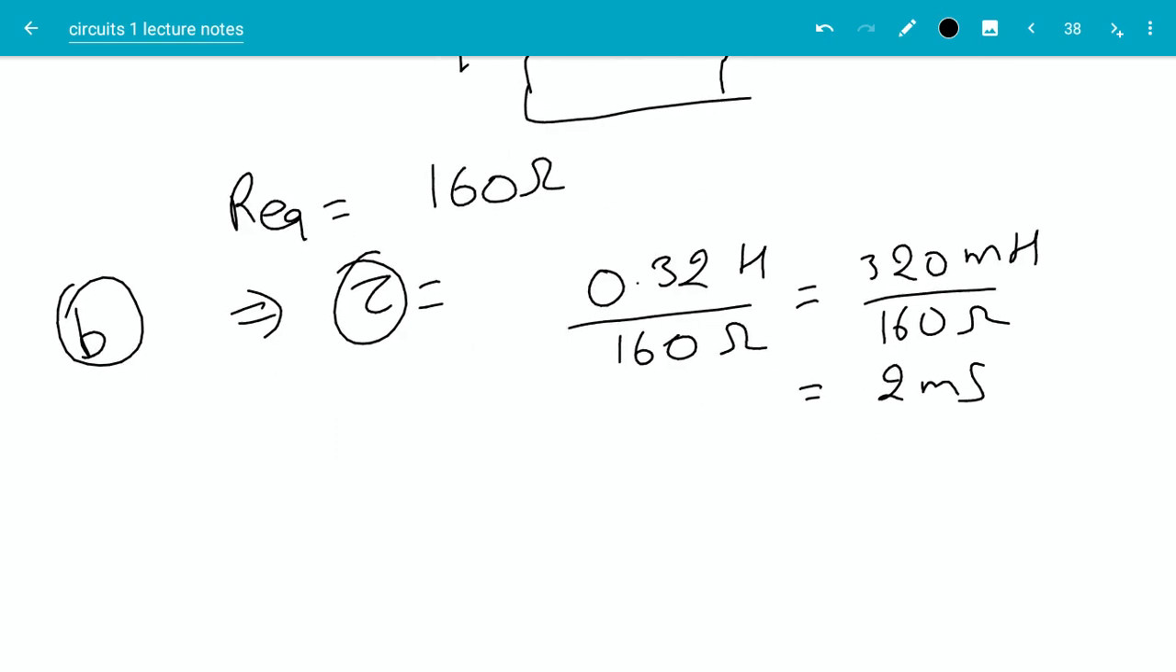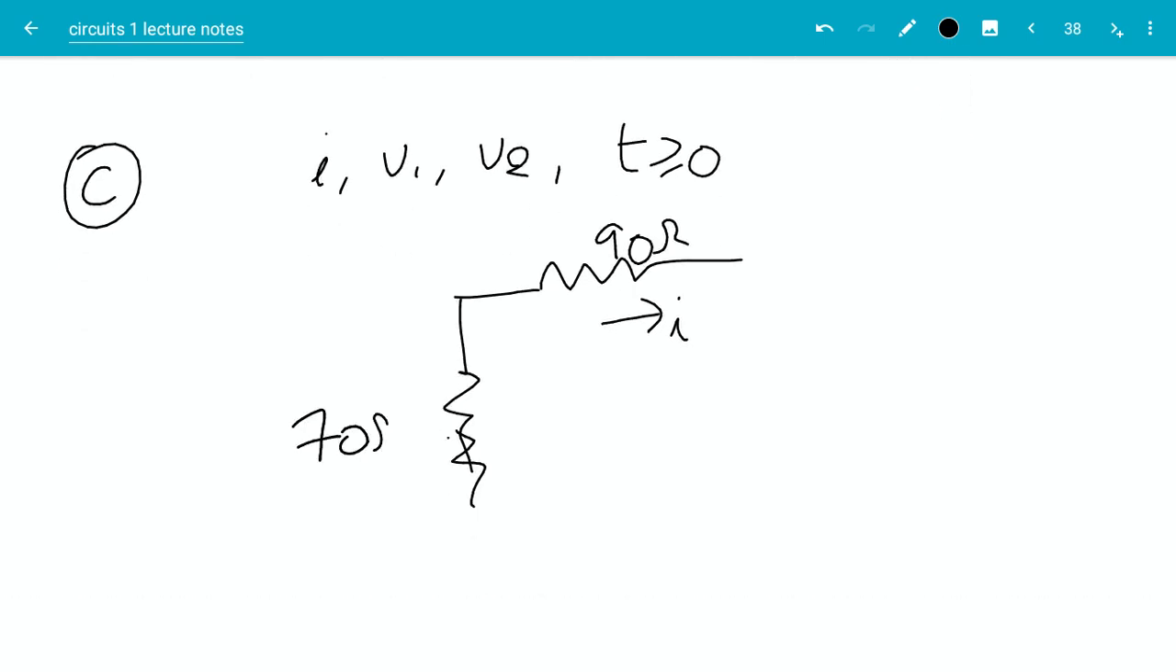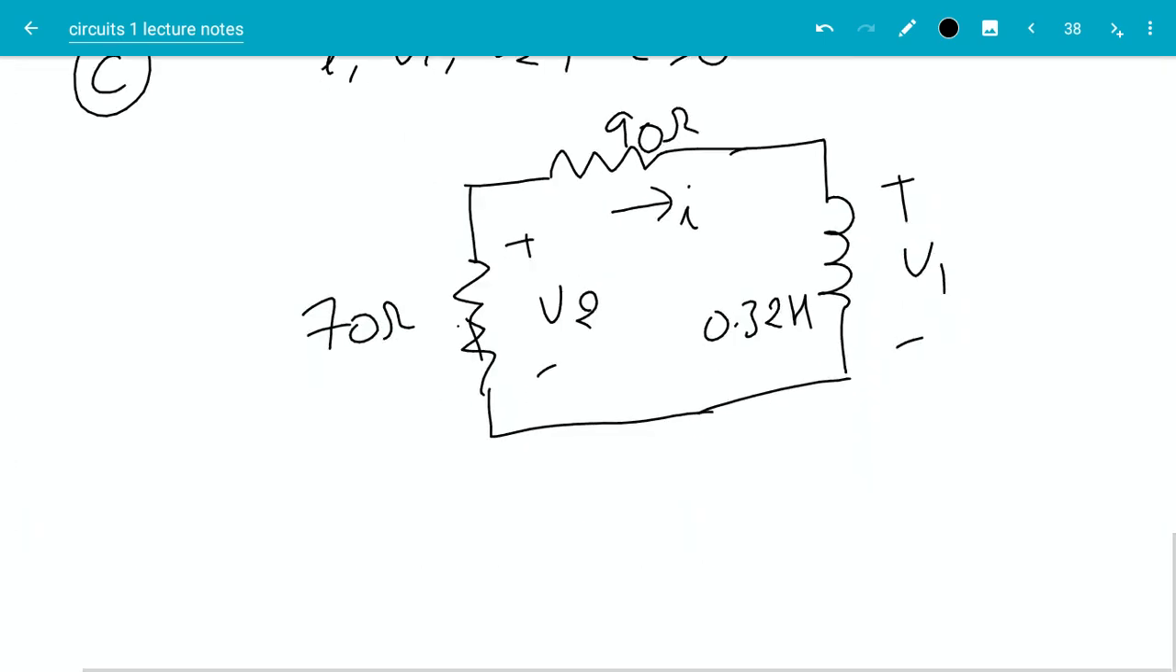For part C, they say find I, V1, and V2 for t greater than or equal to 0. Let me draw the circuit again and denote where V1 and V2 are. This is the 90 ohm and this is I. This is the 70 ohm. This is V2 and this is the inductor. This is V1, 0.32 Henry.